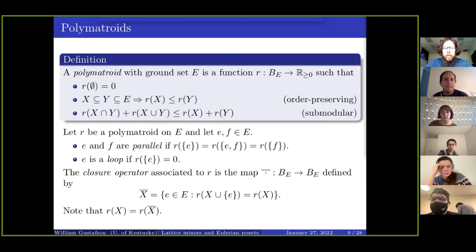A polymatroid is a function on a ground set, excuse me, getting mixed up. It is a function from a Boolean algebra of all subsets of a given ground set to the non-negative real numbers. And we have to satisfy these 3 conditions here. So we have to take the empty set to 0. This has to be an order preserving function, and it also has to satisfy this submodularity inequality here. If you were to also say that the function values were integer values, and that so R of x is bounded above by the size of x for any set x, then this would be the rank function definition of a matroid.